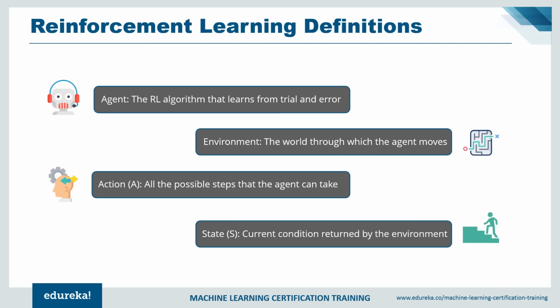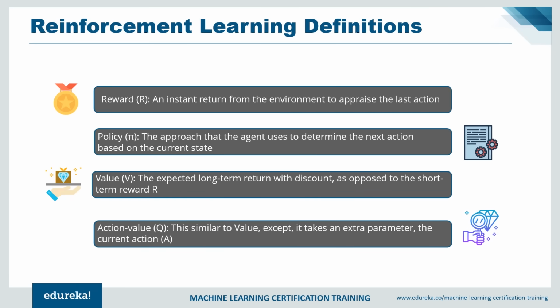Now, actions A are all the possible steps that the agent can take. The state S is the current conditions returned by the environment. Then again, we have reward R, an instant return from the environment to appraise the last action. Then again, we have policy, which is pi. It is the approach that the agent uses to determine the next action based on the current state. We have value V, which is the expected long-term return with discount as opposed to the short-term reward R. Then again, we have the action value Q. This is similar to value except it takes an extra parameter, which is the current action, which is A.